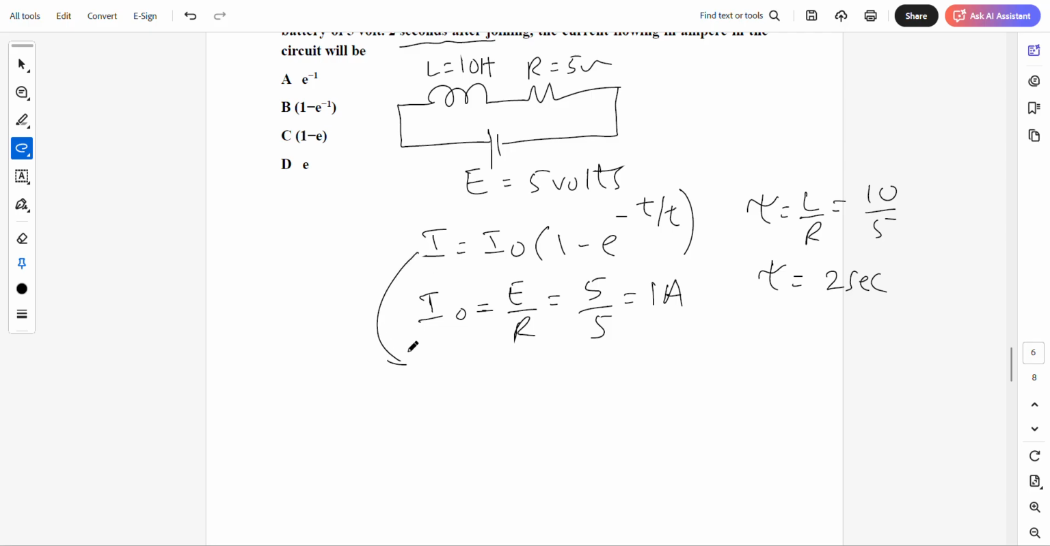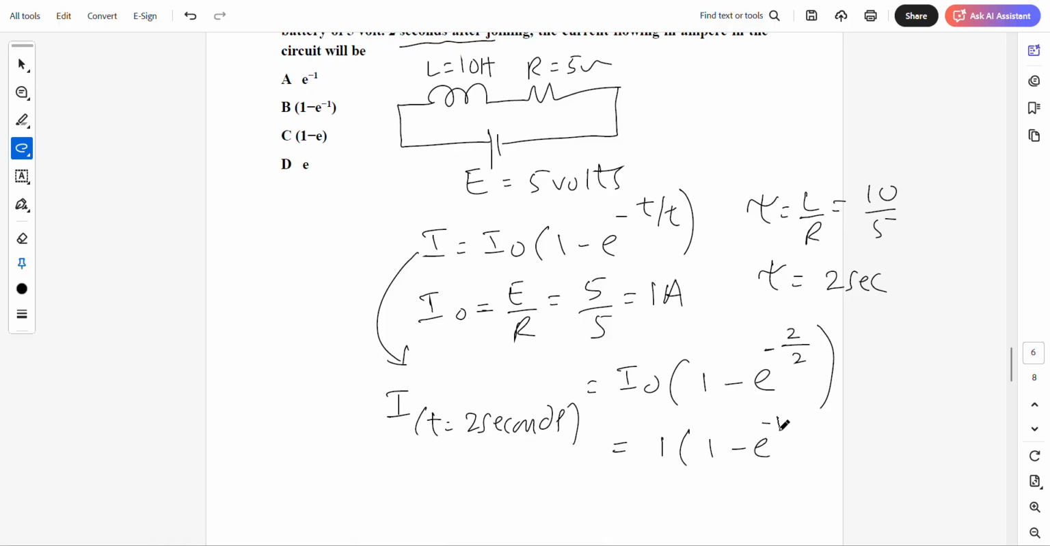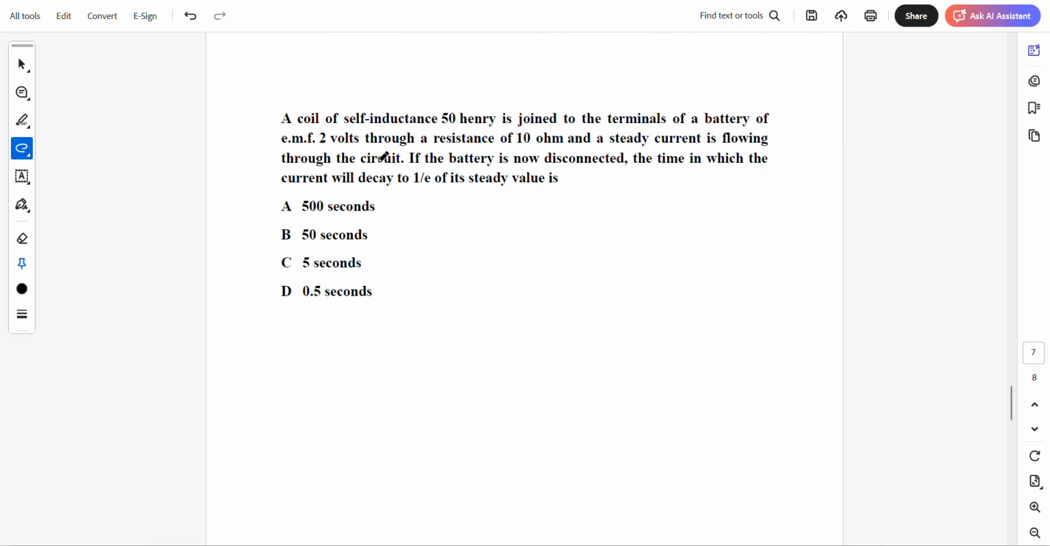Now from this equation we can write at t is equal to 2 seconds, I at t equal to 2 seconds is equal to I naught into 1 minus e to the power of minus t by tau. t is 2 seconds, tau is 2 seconds, I naught is 1. So 1 into 1 minus e to the power of minus 1 is the right answer. 1 minus e to the power of minus 1. Hope you understood this one. We will see the next problem.